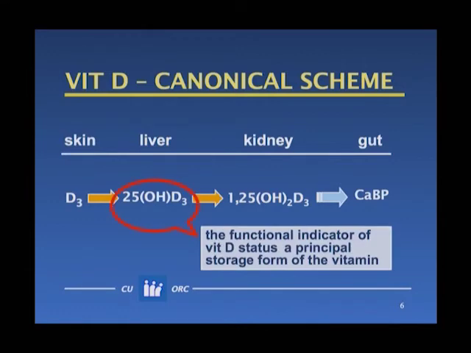And as I've already indicated, 25D is the functional indicator of vitamin D status, and it's a principal storage form of the vitamin. You can see that on one of the posters outside, where we've tried to quantify how much of the vitamin D activity in our body is in what forms and where it's located.